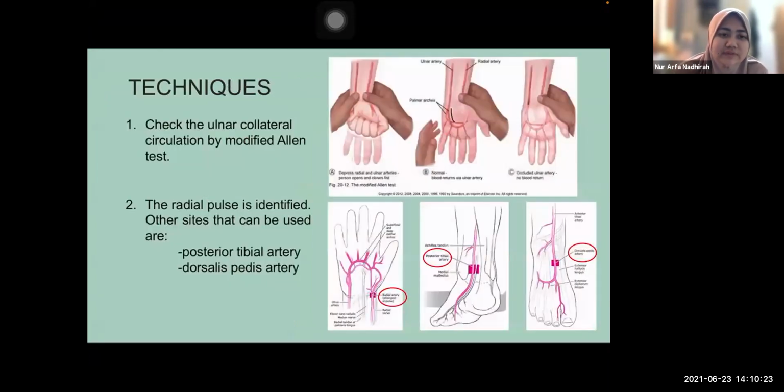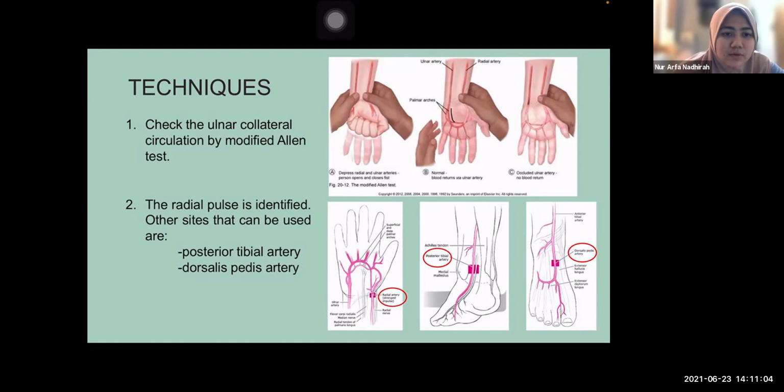Okay, this is the technique. Firstly, we need to check the ulnar collateral circulation by the modified Allen test. So what is the modified Allen test? It is when we depress the radial and ulnar arteries of the patient, and we release the ulnar artery, and we see if there is any blood that returns to the palm. And if it returns, it means the patient has a normal collateral circulation. However, if it is occluded, we cannot see any blood return. So it becomes the contraindication.